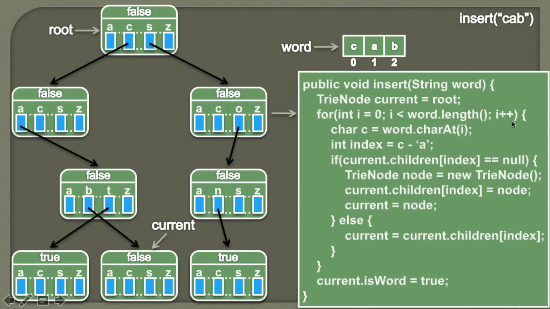So after incrementing I by 1, I becomes 3. So the condition in the for loop comes out to be false because 3 is not less than 3. So this for loop will exit. And in the last step we'll simply assign the value of true to current.isWord, which states that this is the end of the word. Moving ahead.